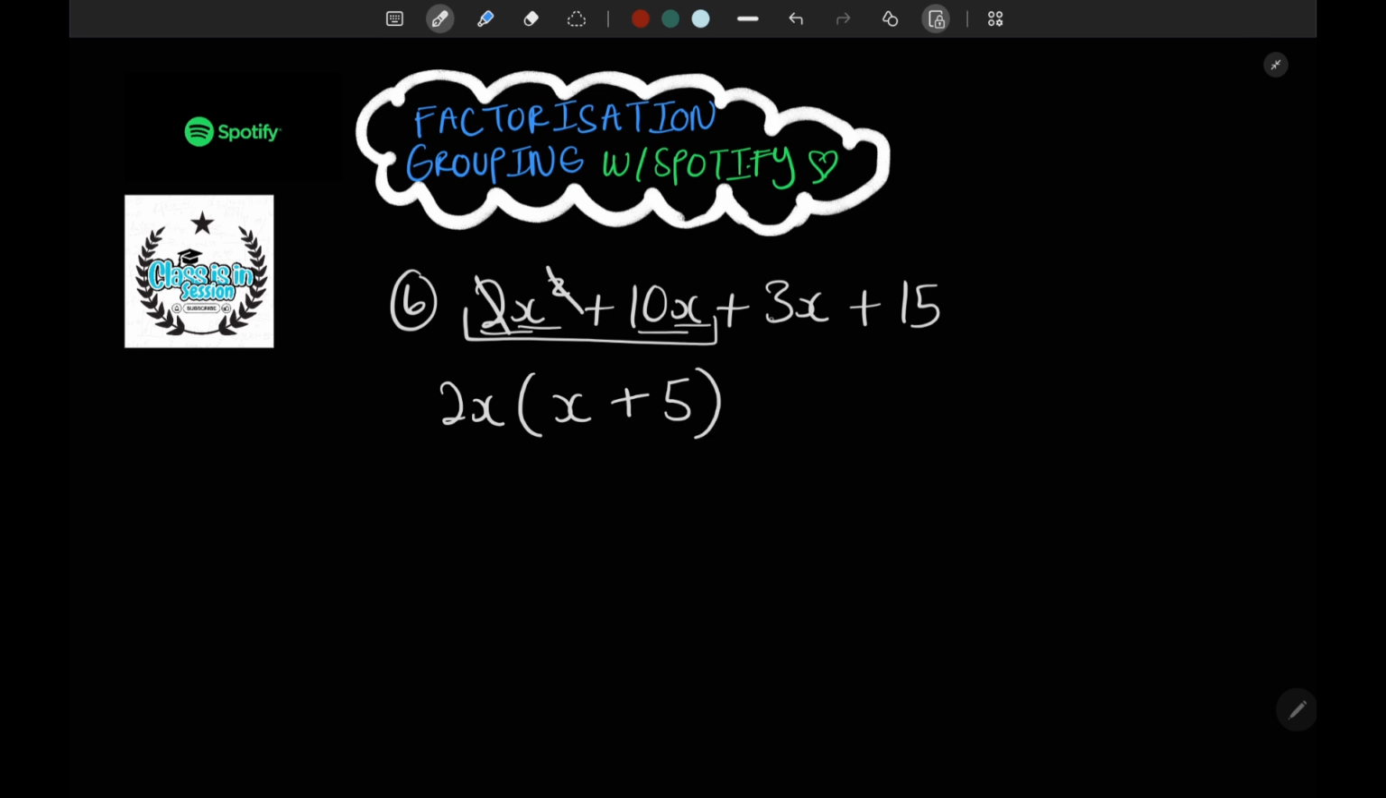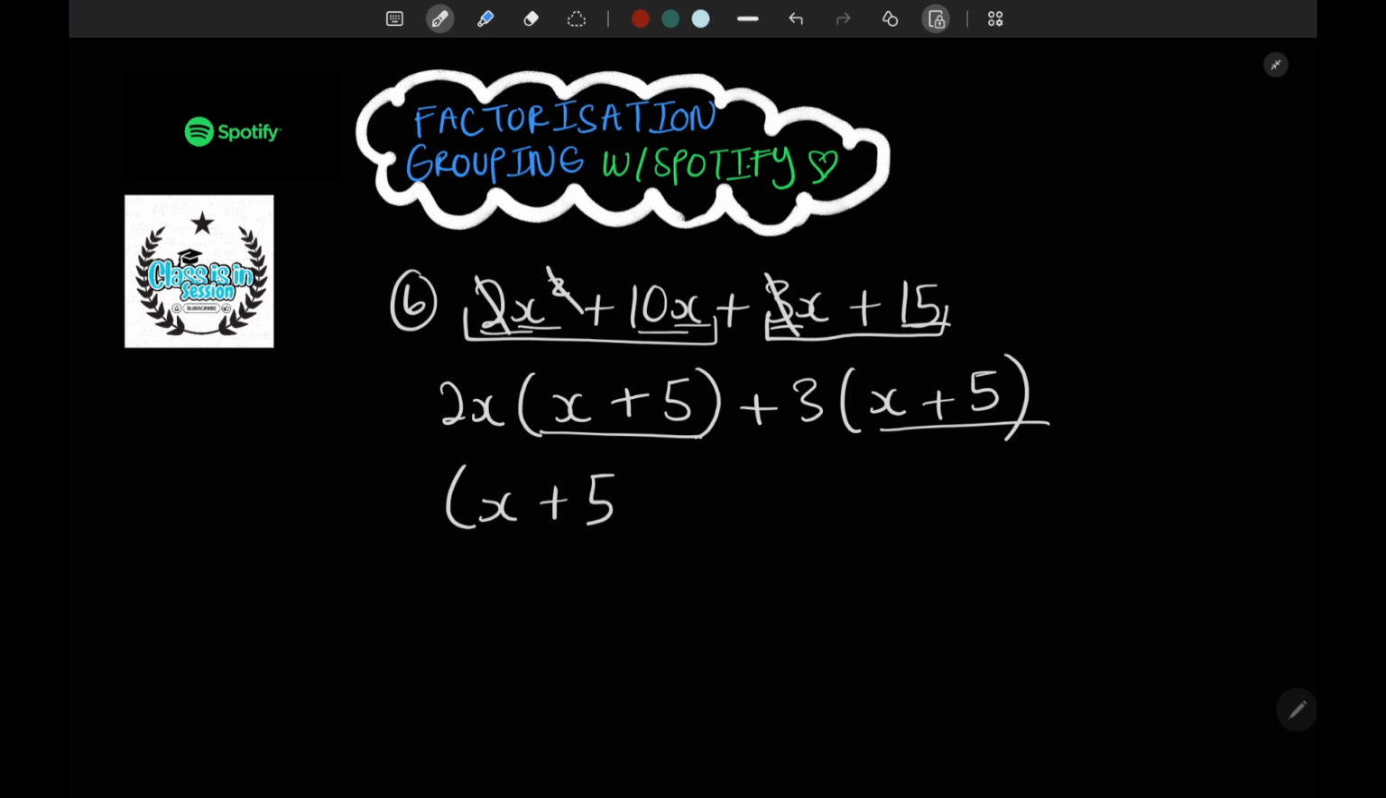Let's move to the last two terms. 3x plus 15. What is common here? 3 and 15. So our highest common factor is 3. Open a bracket. 3 divided by 3, 1. We're left with x. 15 divided by 3 is 5. So we have x plus 5 and x plus 5. Write it in the first bracket, x plus 5. Open a second bracket and write what's outside the brackets. We have 2x plus 3. So this is 2x plus 3.